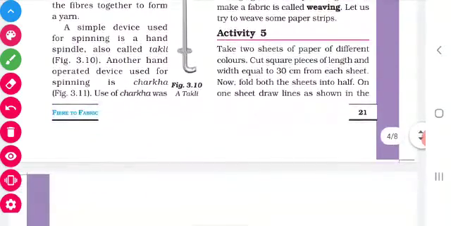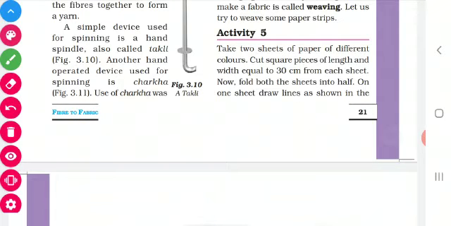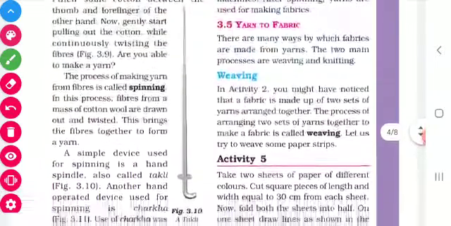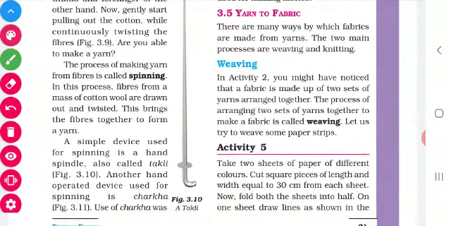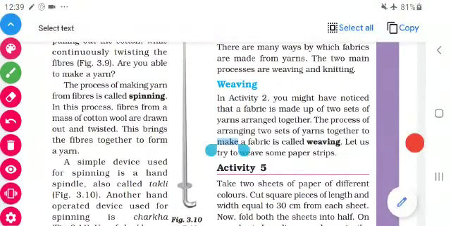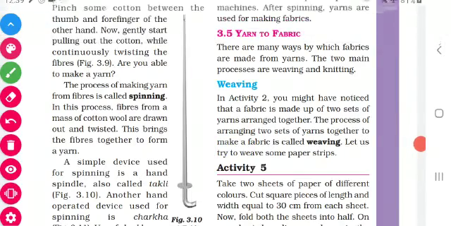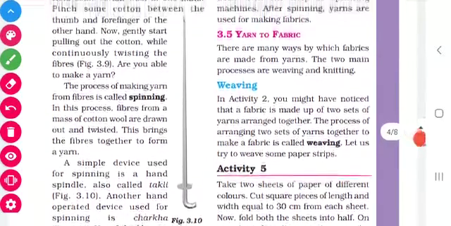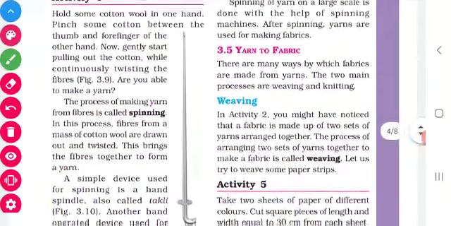Listen children, there are some devices for spinning. Let us see them one by one. The first device is the hand spindle. Using the hand spindle itself, we can change the fibers into yarns. See the diagram given in the book. This is called takli in Hindi. It is like a needle.